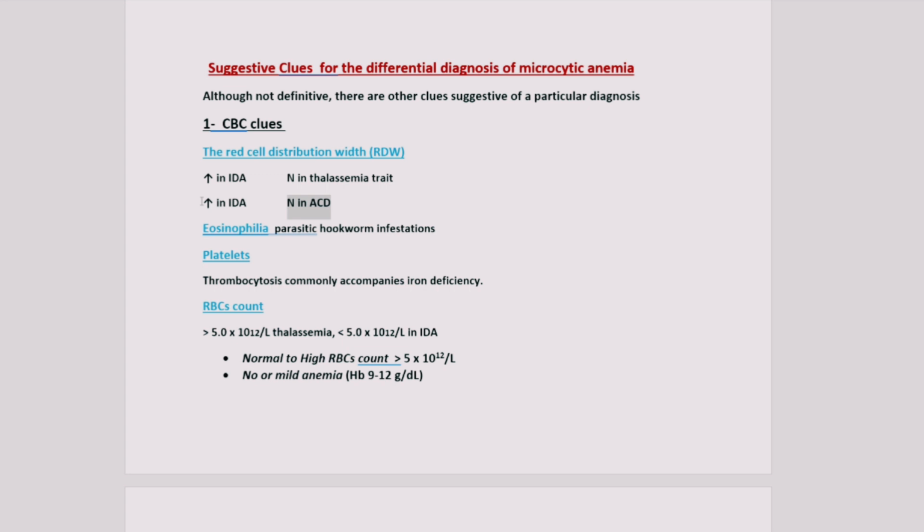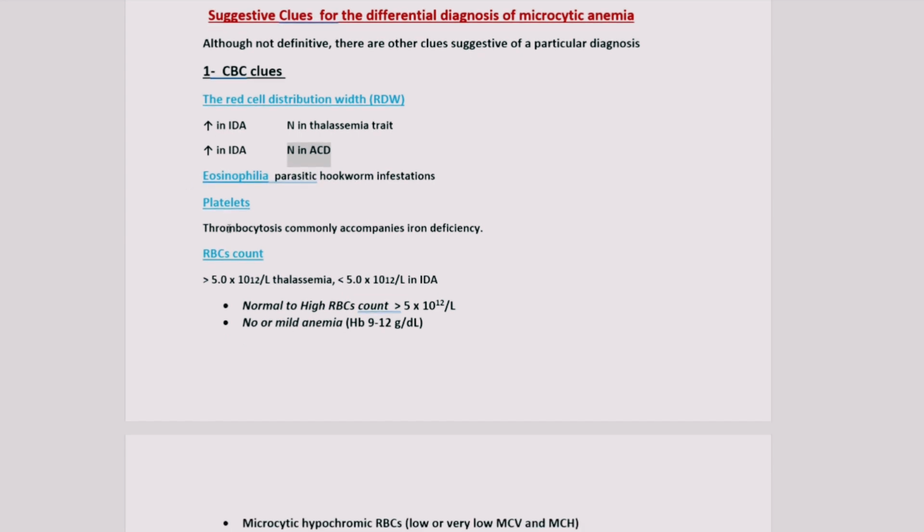RDW is a measure of the degree of variation of red cell size. High RDW indicates anisocytosis, which is an early and prominent sign in iron deficiency anemia. Presence of xenophilia could point to parasitic hookworm infestation and could suggest iron deficiency anemia. High platelet count or thrombocytosis commonly accompanies iron deficiency anemia. In iron deficiency anemia, a very interesting finding noted on CBC is the reactive thrombocytosis. Iron deficiency anemia is a common cause of reactive thrombocytosis.